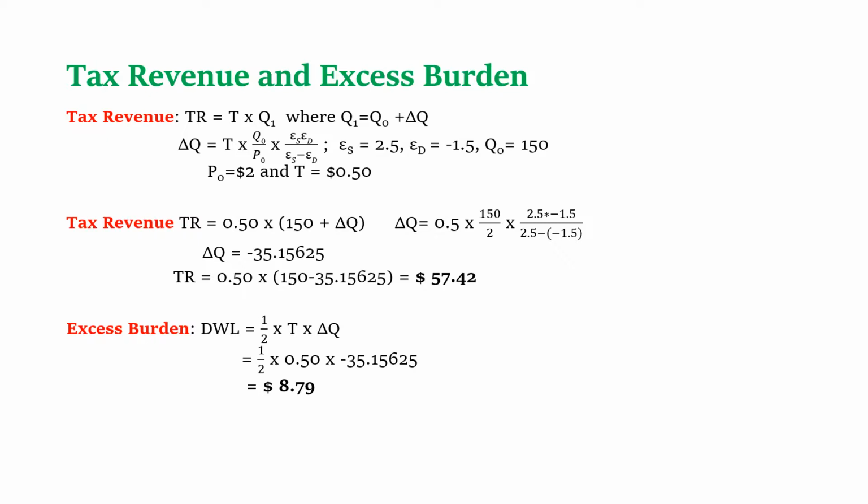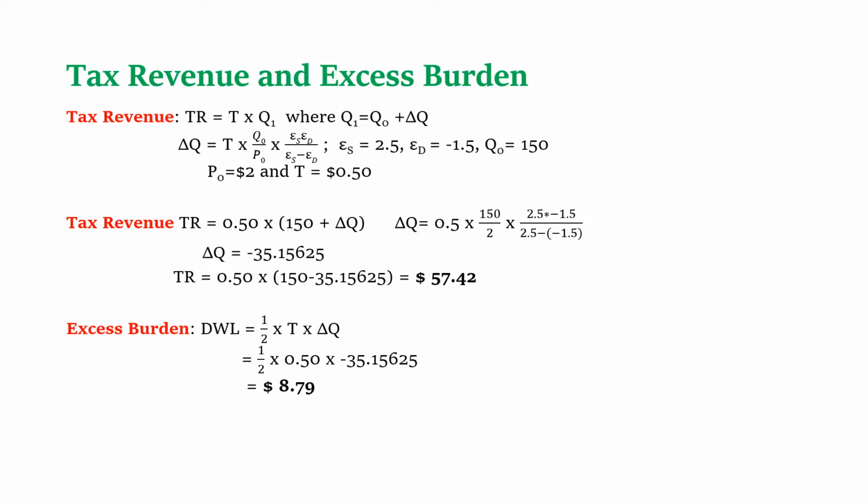Tax revenue is what? TR, which is T times Q1, right? And what is Q1? Q1 is Q0 plus delta Q, which is the change in quantity. As a result, when the tax is levied, quantity will reduce to Q1, and between Q0 and Q1 is delta Q, right? So delta Q is just T times Q0 over that times that, and that gives us this one. If we plug in these values, we're going to have a delta Q of minus 35. Then the tax revenue is going to be 57.42, right? The tax revenue obtained from this 50-cent tax is going to be 57.42.